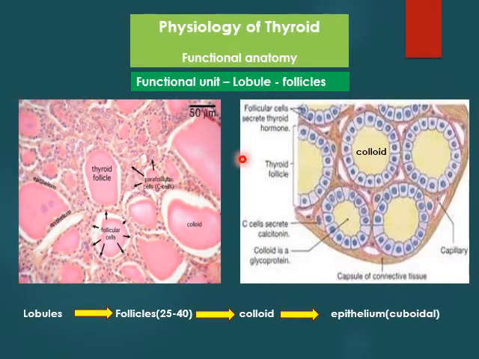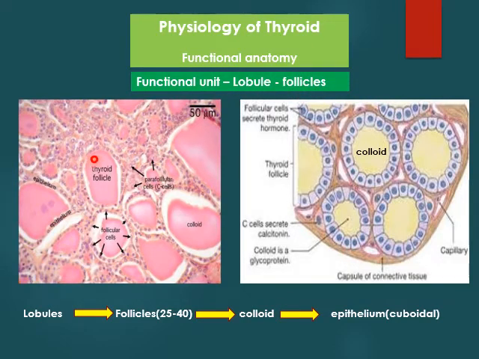Okay. Next, before we go into the physiology of the thyroid, it is important to understand the histological structure of the colloid. Okay, the functional anatomy of the thyroid. The functional unit of the thyroid is the lobule, which is made up of follicles. The thyroid consists of large numbers of lobules, each made up of 25 to 40 follicles.